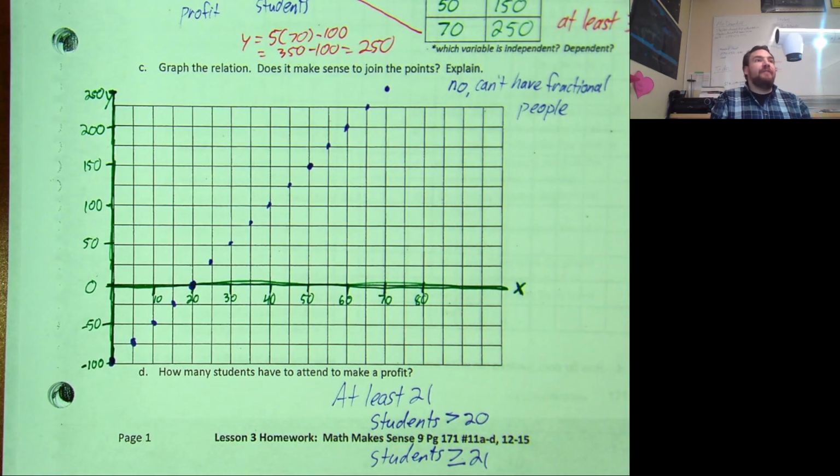Because you cannot have fractional students. And the understanding here is that students are going to be whole numbers. So it's either going to be greater than 20 or greater than or equal to 21. That's how you're going to get your profit. Love it. See, you're putting everything together.